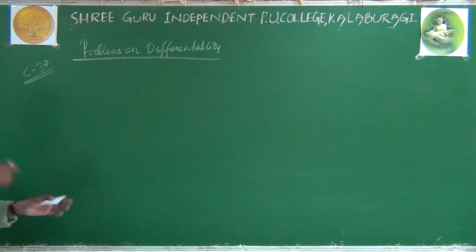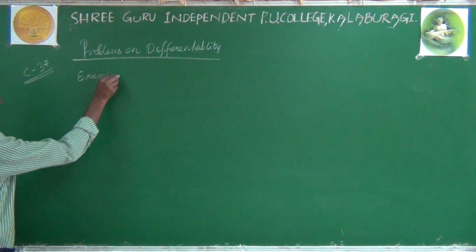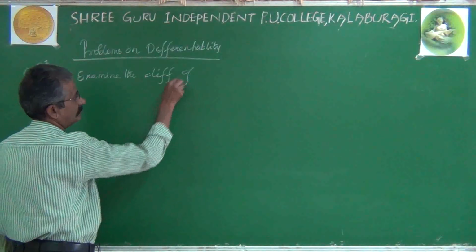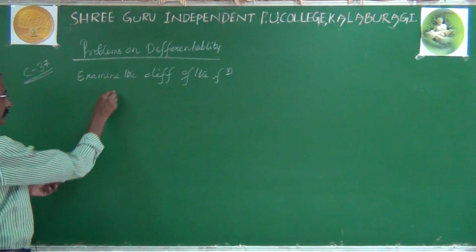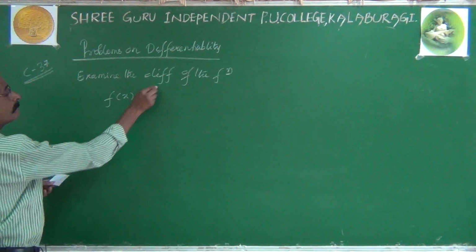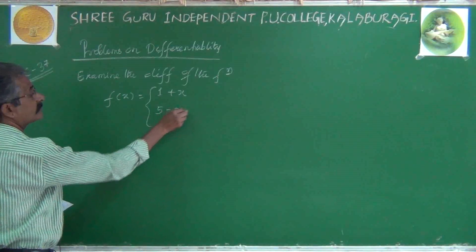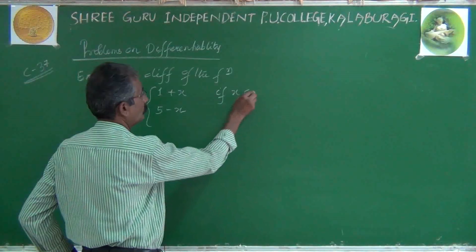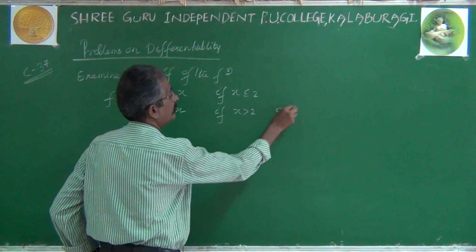Examine the differentiability of the function. Examine the differentiability of the function f of x equals 1 plus x if x is less than or equal to 2, and 5 minus x if x is greater than 2, at x equal to 2.